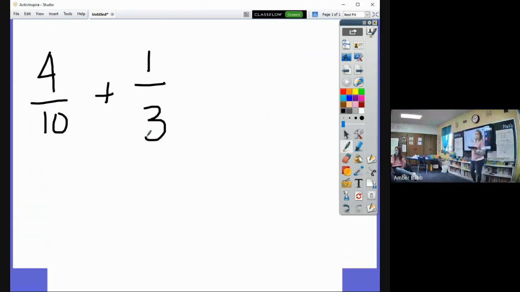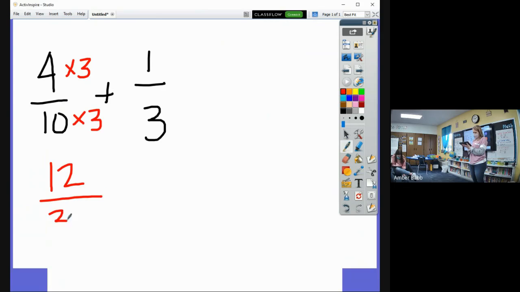Do you guys agree? Yeah. That 30 would be something we know that we can turn them both into? Yeah. Okay. So, to turn them both into 30, how am I going to turn 4/10 into 30? What am I going to do? 10 times 3. Multiply the top and the bottom by 3. And when I do that, then I get 4 times 3 is what? 12. And 10 times 3 is 30.